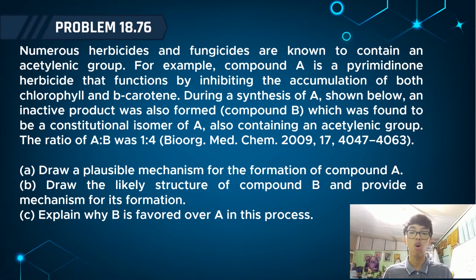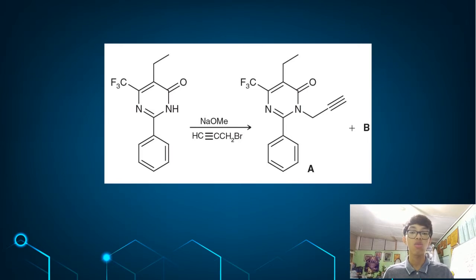A. Draw a plausible mechanism for the formation of compound A. B. Draw the likely structure of compound B and provide a mechanism for its formation. C. Explain why B is favored over A in this process. So we have here our starting molecule, and it was treated with these reagents, giving us here compound A and compound B.